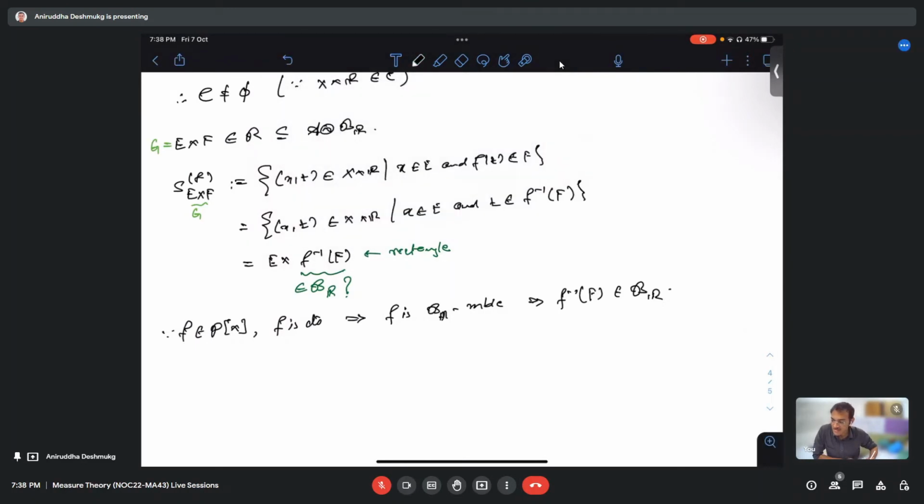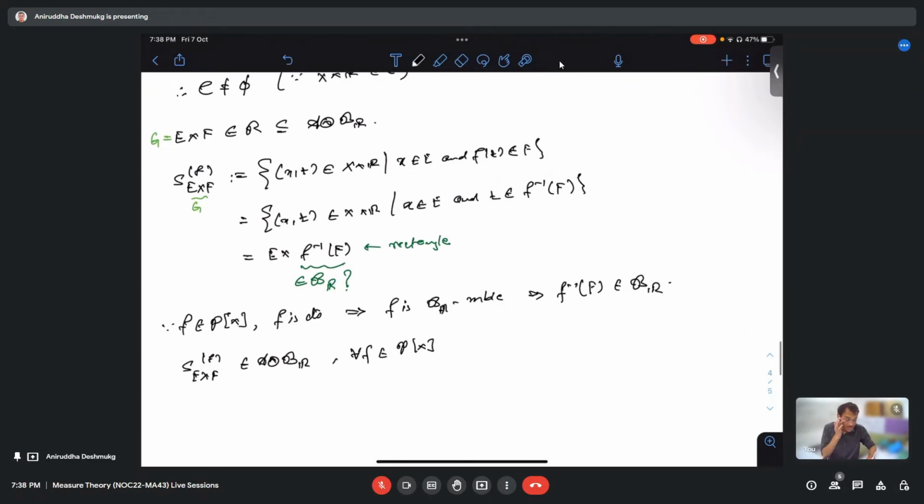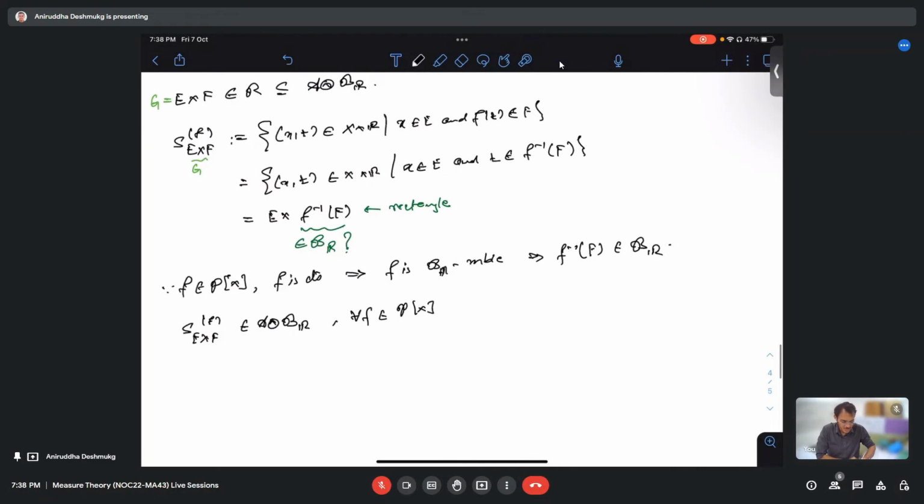Therefore S of E cross F is inside A cross BR for every f, because here we never used any property of the polynomial. For any polynomial this is true, and hence E cross F is inside C. Yes, sir.